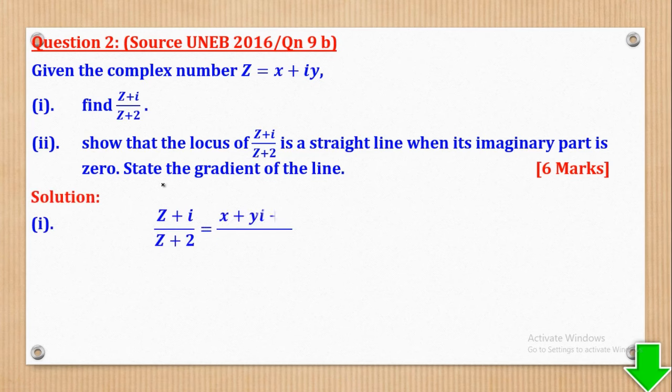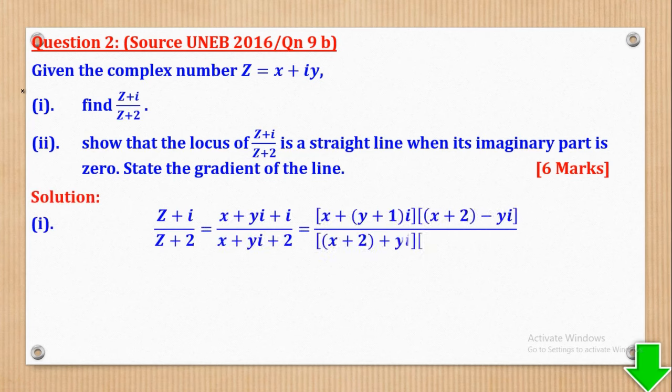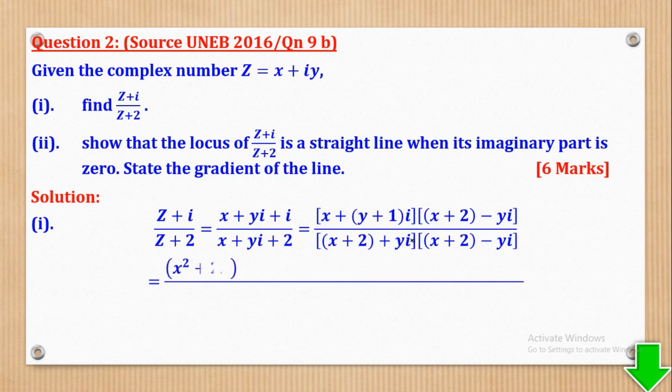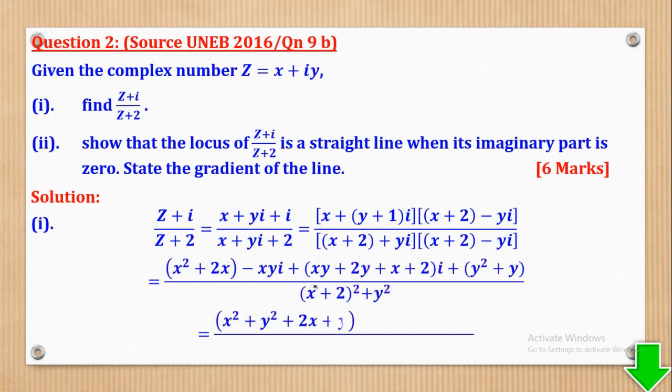So Roman 1, we shall come and substitute for z. So here, even if you interchange, there is no problem because it's a product. That's why here it was IY and here I'm using YI. It's the same. So the denominator has an imaginary part, meaning you have to rationalize. Then you expand. After expanding, you have to look for a way of simplifying. Then you come up with this, and that's what they wanted here.